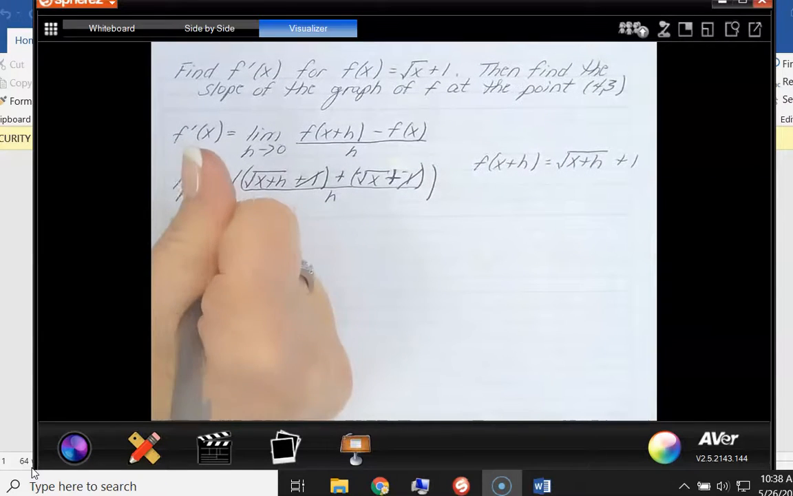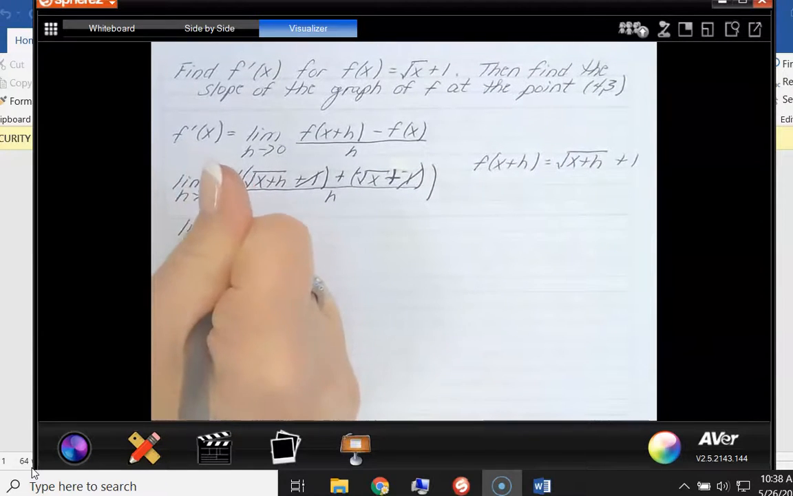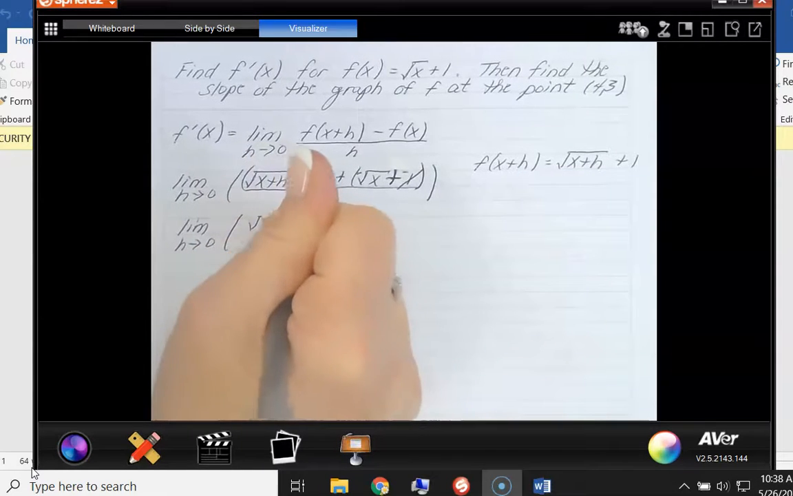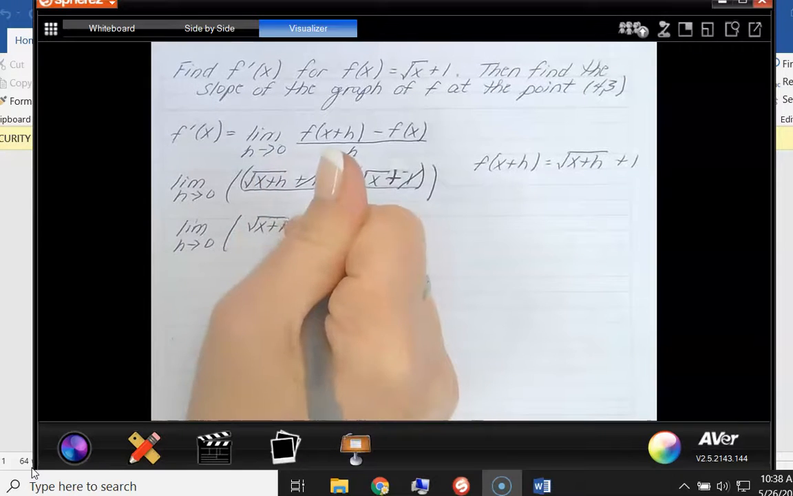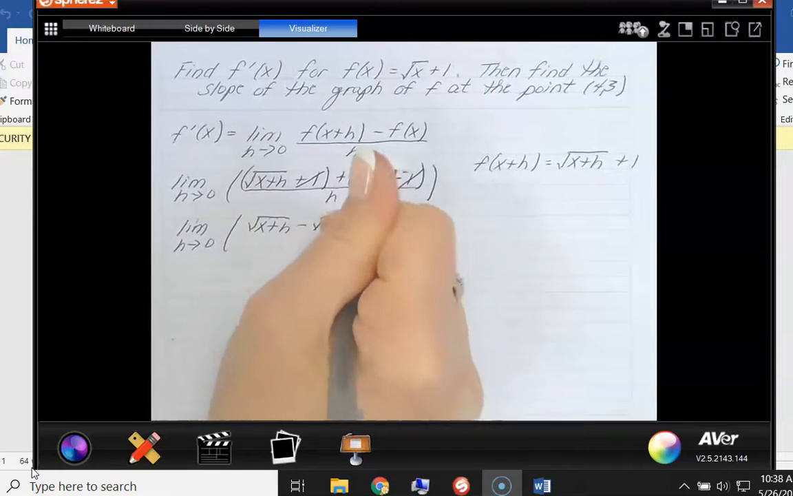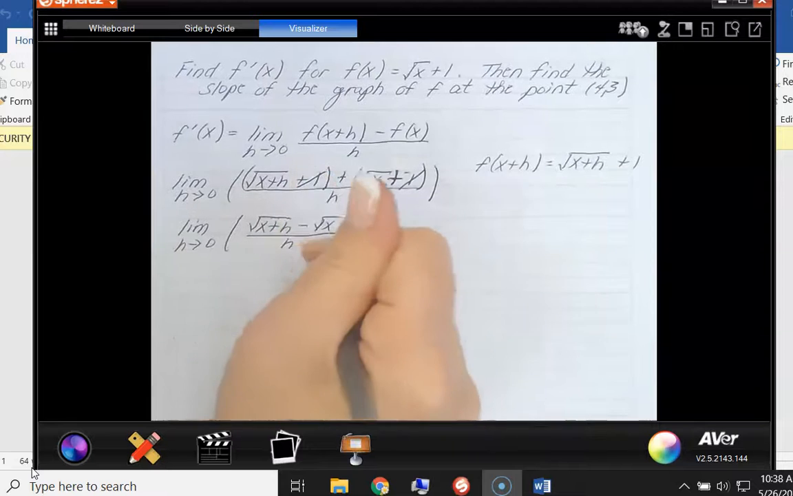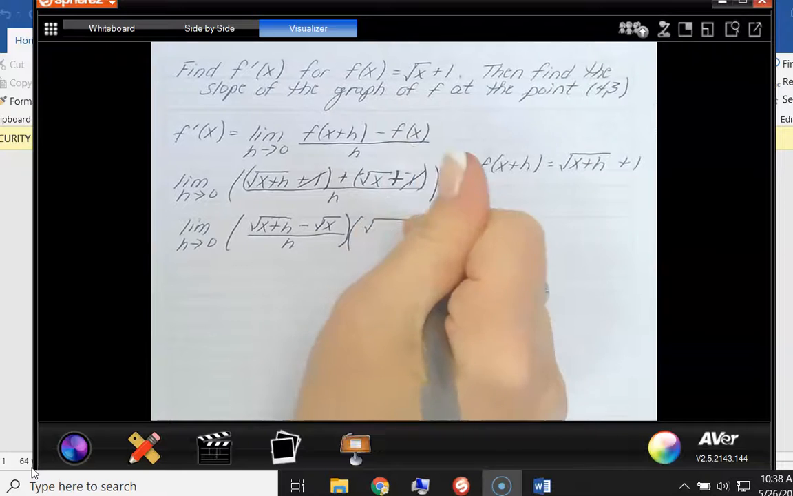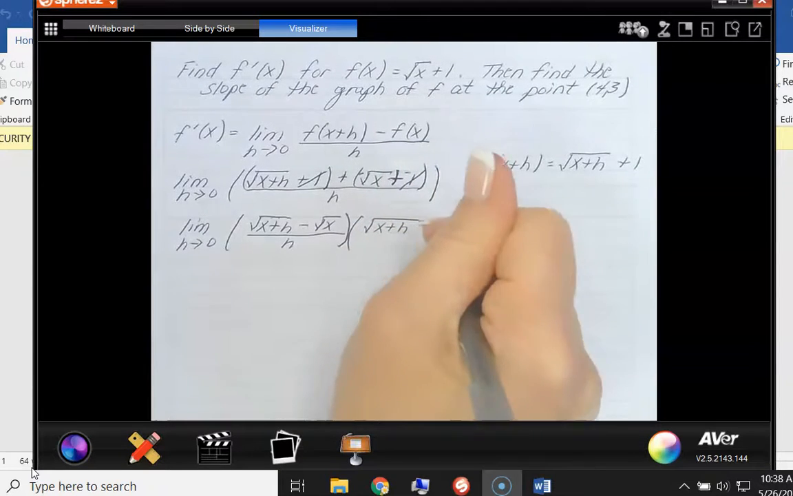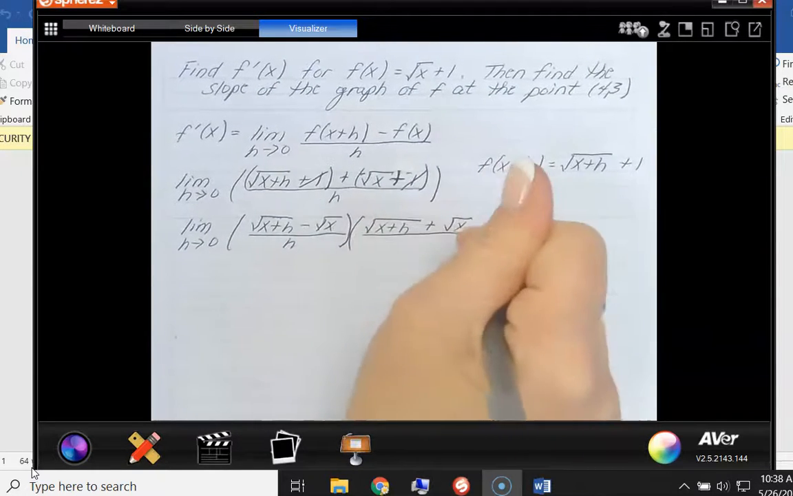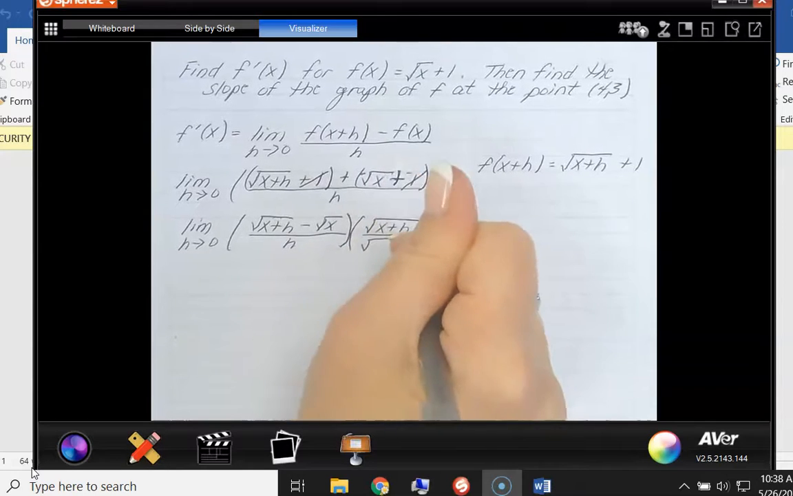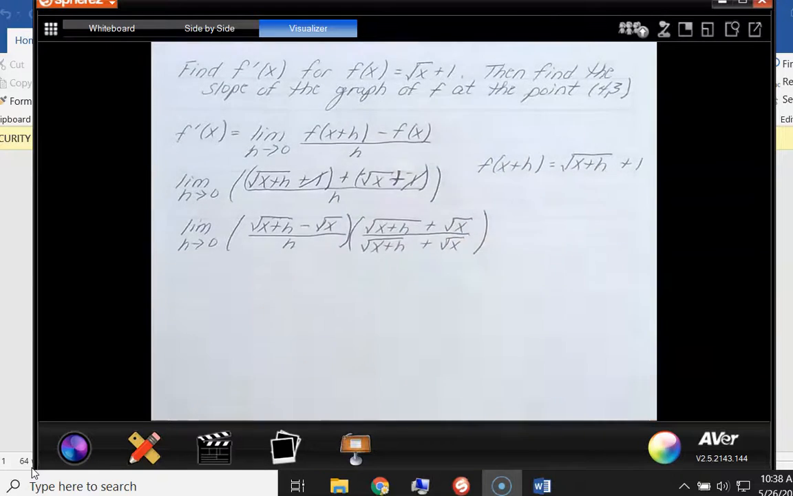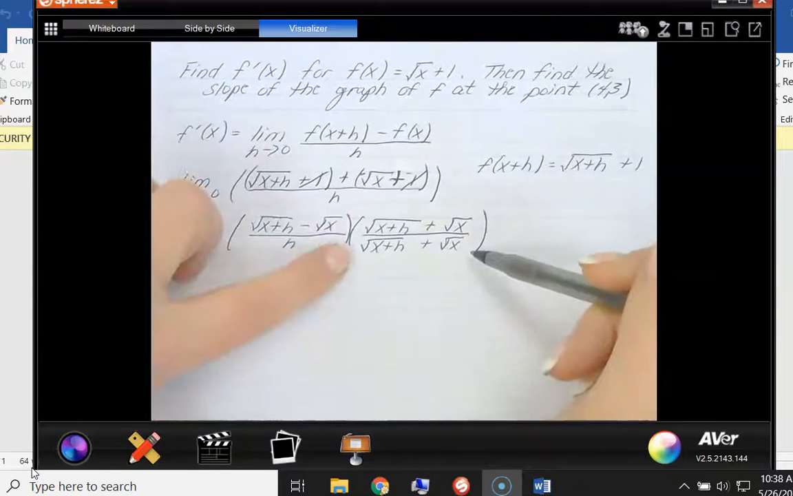The limit as h approaches 0 of the square root of x plus h minus the square root of x all over h, multiplying that by the conjugate of the numerator, square root of x plus h plus the square root of x, all over the square root of x plus h plus the square root of x. So numerator and denominator are the same, so essentially I'm multiplying by 1.